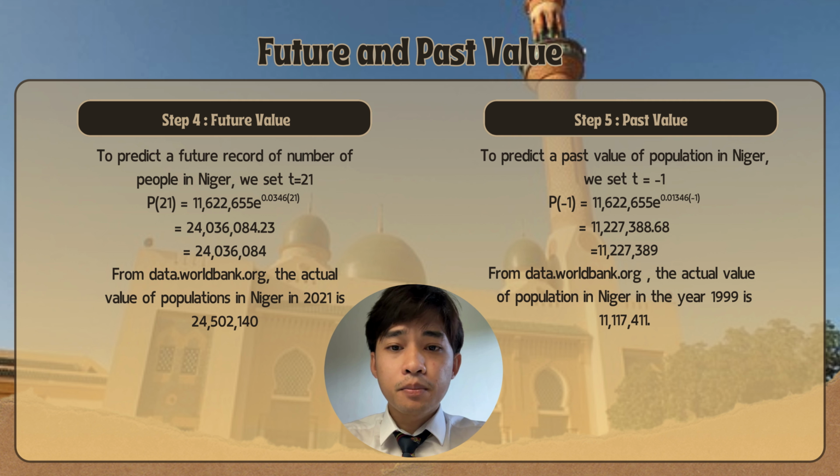Next, for step 5, for the past population, we predict the population for the year 1999. We set t as -1 and put it in the same formula, and we also get a value which is quite close to the real one. So through both future and past predictions, this shows how mathematical models can help us estimate population trends quite accurately.